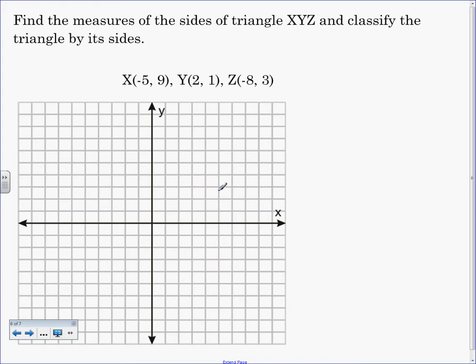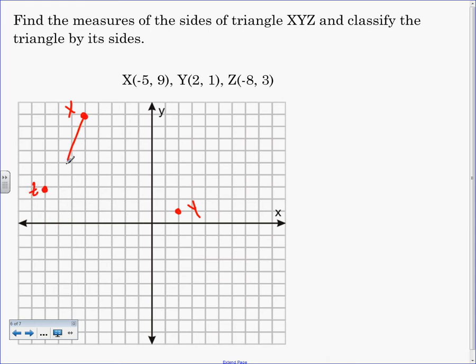It's up to you. So let's go to X, which is at negative 5, 9. 1, 2, 3, 4, 5. 1, 2, 3, 4, 5, 6, 7, 8, 9. Make sure you label that X. Y is at 2, 1, so write 2 up 1. And Z is at negative 8, 3. 1, 2, 3, 4, 5, 6, 7, 8. Yeah, 1, 2, 3. And here's Z.